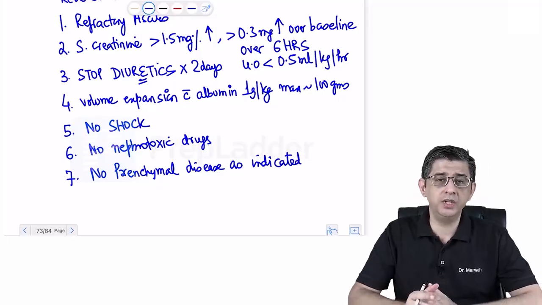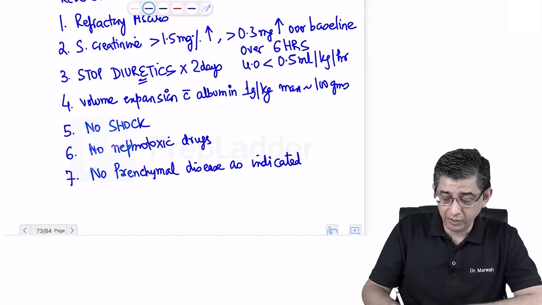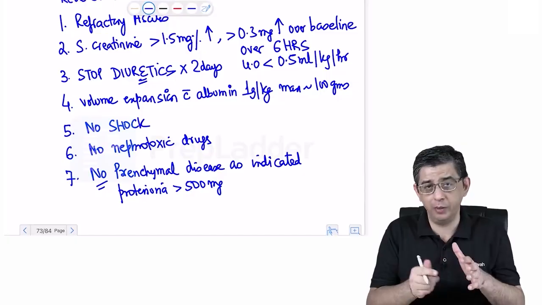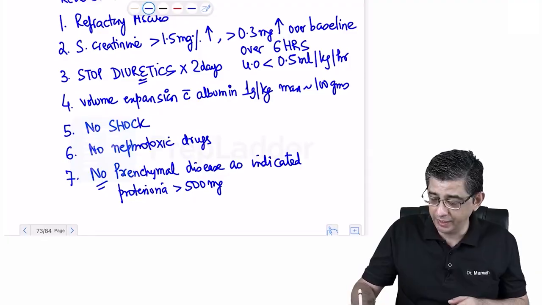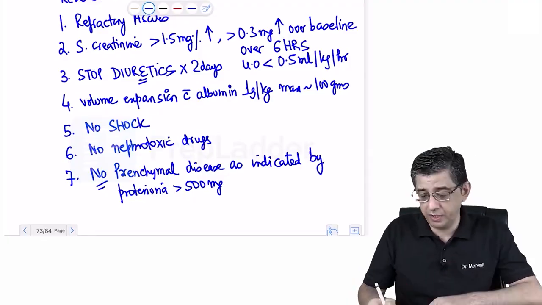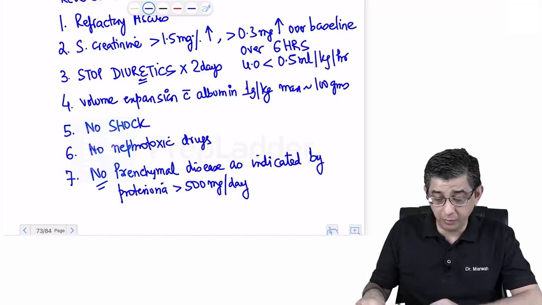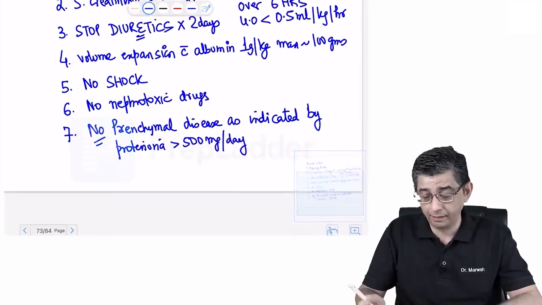Whenever parenchymal disease is present, there would definitely be proteinuria. I said no parenchymal disease, as indicated by proteinuria of less than 500 milligrams per day. So if it's lesser than this, no issues. If it is higher than this, that means there could be a concomitant parenchymal disease or your diagnosis is wrong.